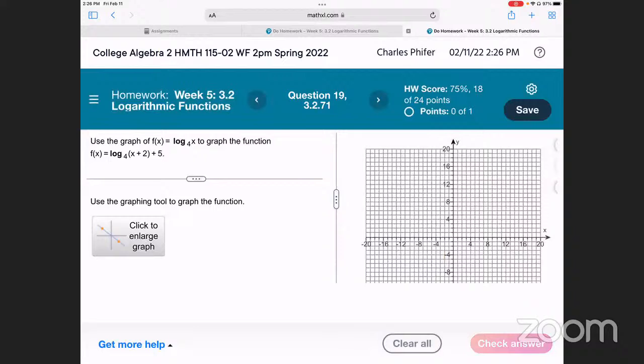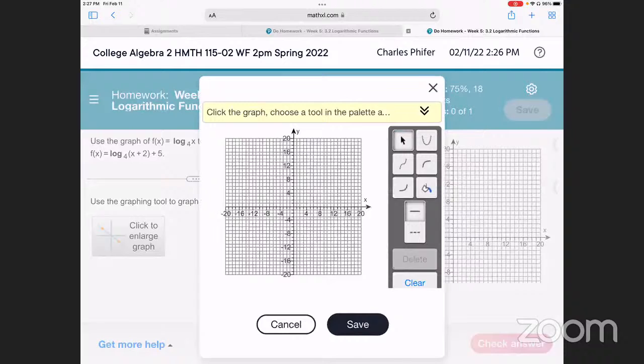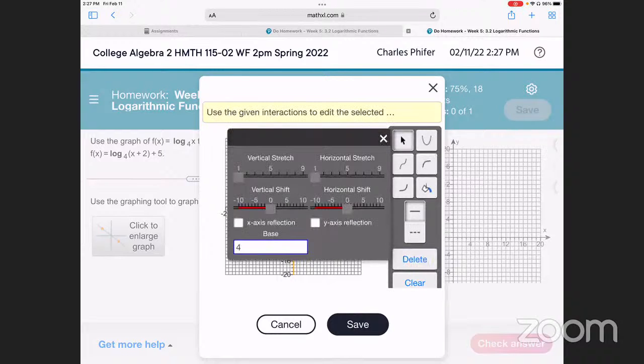Okay. Use the graph of this. So we're asked to graph this log function. We have two transformations going on. There's that +2 on the inside and that +5 on the outside. So I'm going to click to enlarge the graph. The log tool is the second row, right? So yeah, that's the log tool. After selecting that, I'm clicking anywhere on the graph.